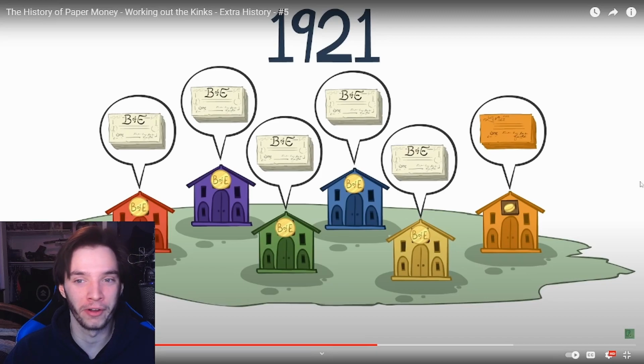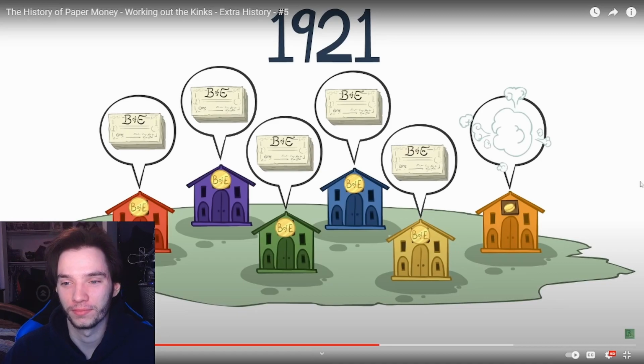But even with this system, it wasn't until 1921, less than 100 years ago, that the last non-Bank of England bank in the country stopped printing their own banknotes. That's not less than 100 years ago when I'm watching. Time. I'm old. Hey, God.